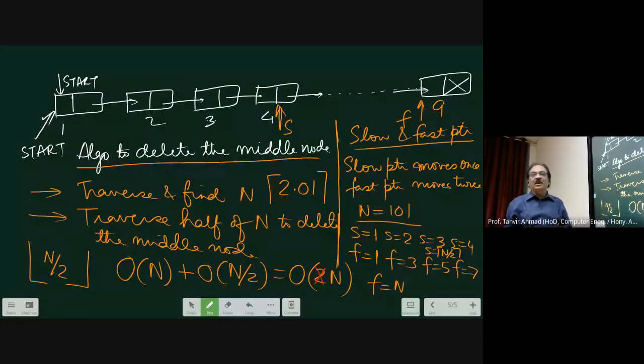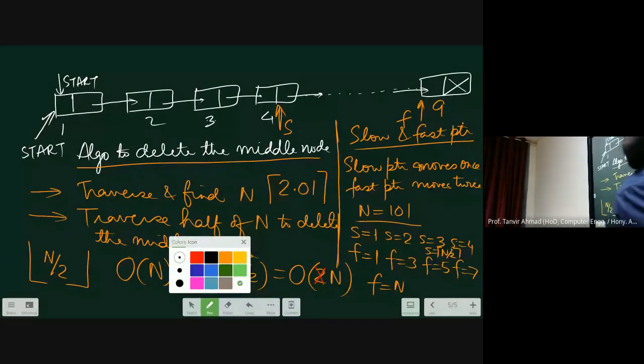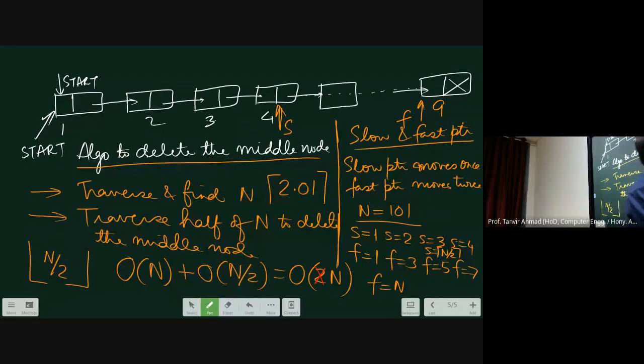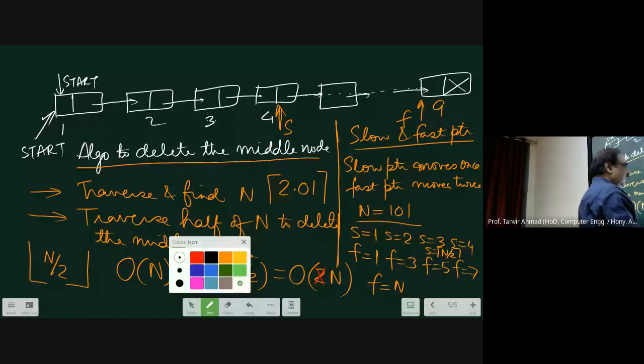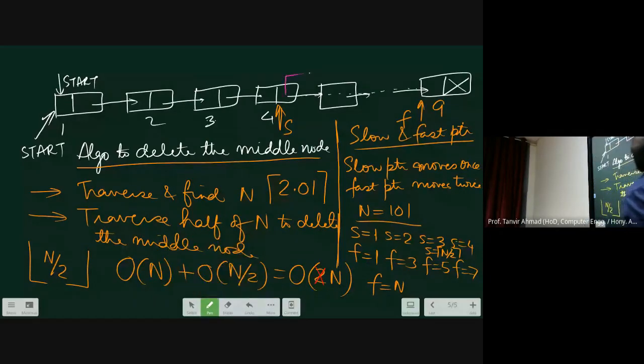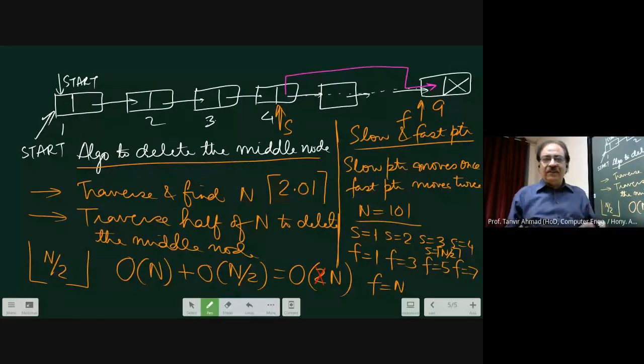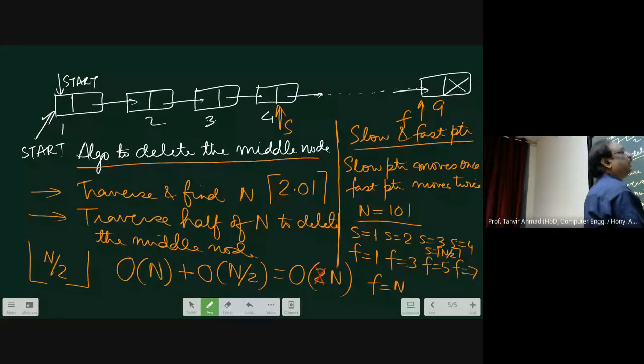Now from 4 you can delete 5. From the 4th node you can delete the 5th node. Well, let me just extend it. Now from here you can very well delete this node by just pointing from here. You might point to this. Now assume that that is the next node after that. Now let me just try to make it easier. Okay.